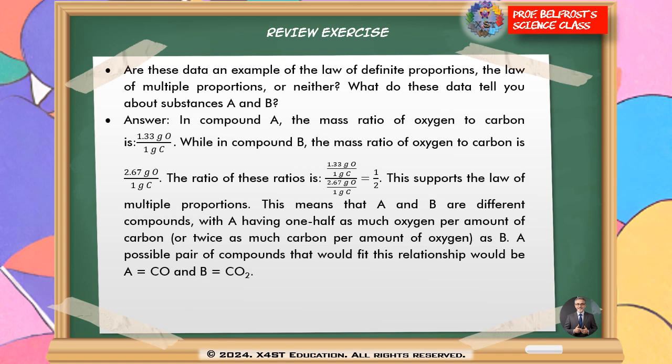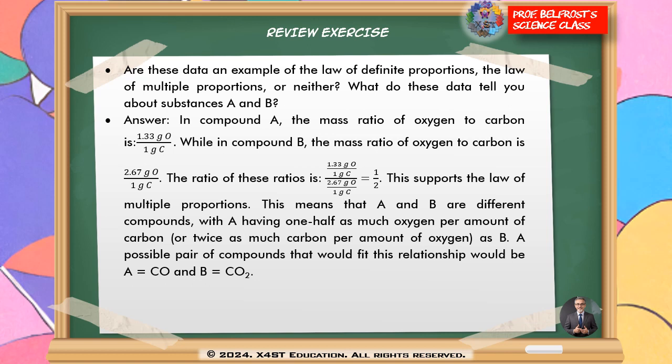Is this data an example of the law of definite proportions, the law of multiple proportions, or neither? And what does this data tell you about substances A and B? In compound A, the mass ratio of oxygen is shown, and in compound B, the mass ratio of oxygen to carbon is shown. These ratios are both different. But if you make a ratio out of these ratios, you get 1/2. This supports the law of multiple proportions. This means that A and B are different compounds, with A having one half as much oxygen per amount of carbon, or twice as much carbon per amount of oxygen as B.